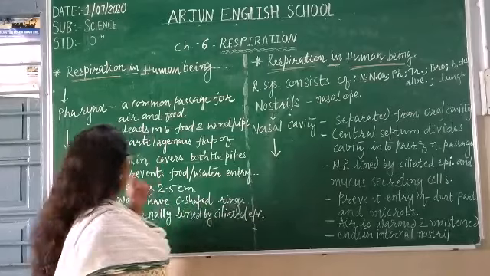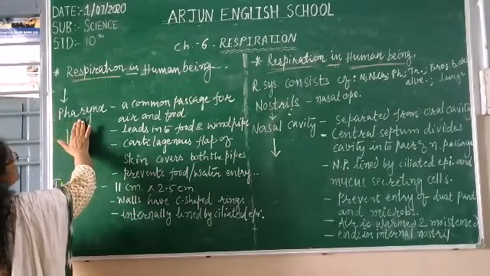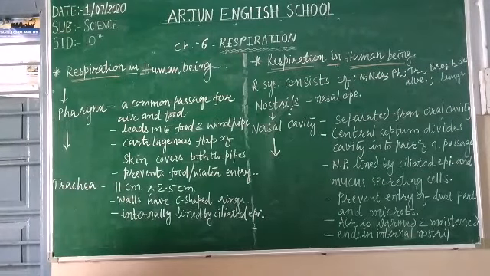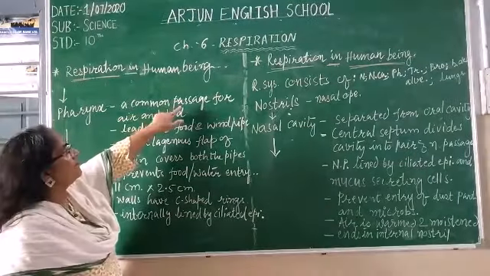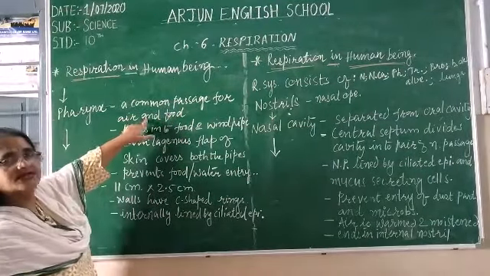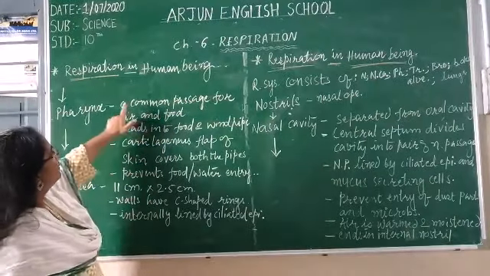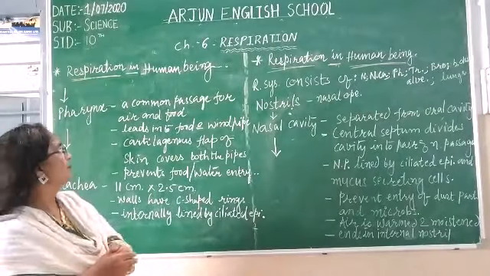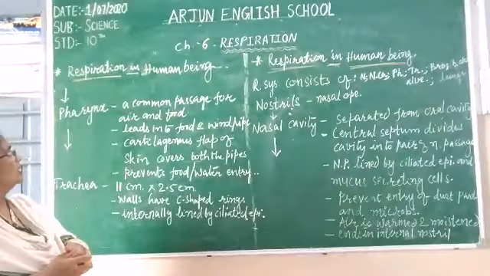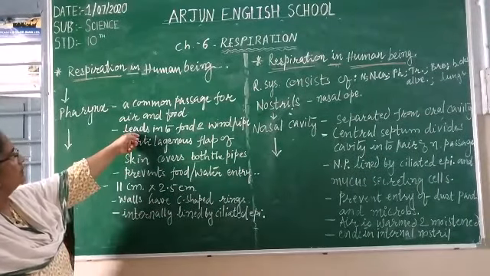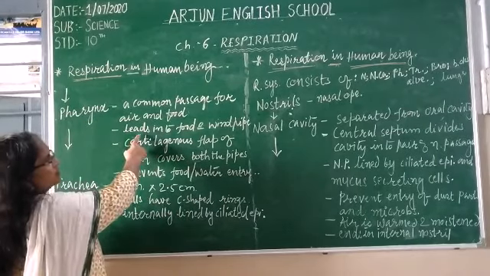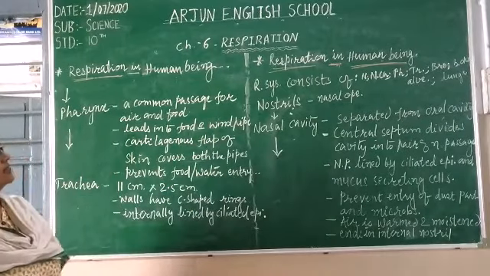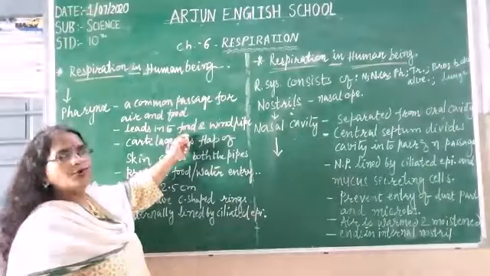Then from here, air passes through the pharynx. What is the pharynx? The pharynx is a common passage for air as well as food. Remember, it is a common passage. Both things enter through it. But what happens actually? The pharynx opens into the windpipe and the food pipe.